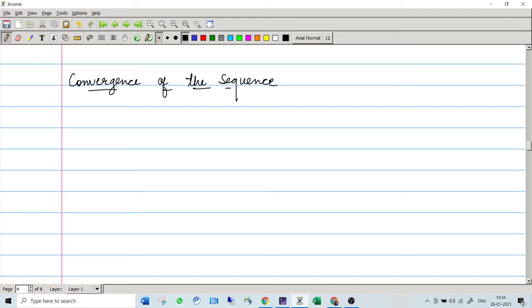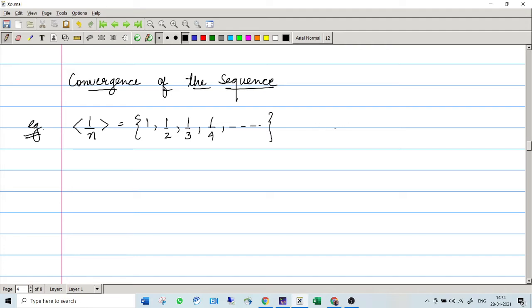How do we talk about the convergence of a sequence? Let us start with an example yet again. 1 by n is going to be the example which we'll consider many a times. So 1 by n is a sequence and by now you have seen that it is 1, 1 by 2, 1 by 3, 1 by 4 and so on and so forth.